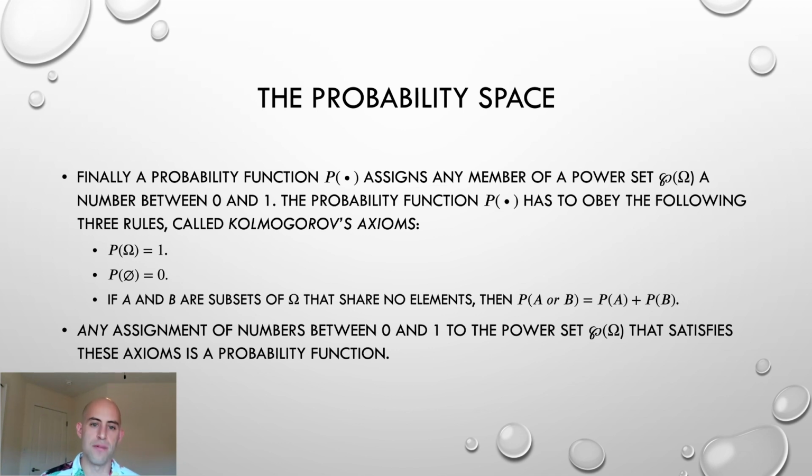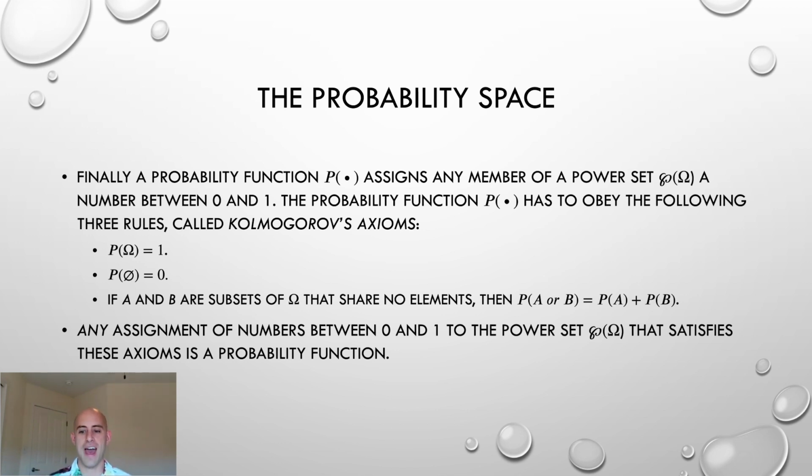Any assignment of numbers between 0 and 1 to the power set that satisfies these axioms is a probability function for our purposes here, right? And that gives us a lot of room. There are a lot of ways of doing this. We have a lot of permissiveness in constructing a probability function. And indeed, this combination of omega, its power set, and a probability function is called a probability space. And there are many different probability spaces that we can construct for any given process.